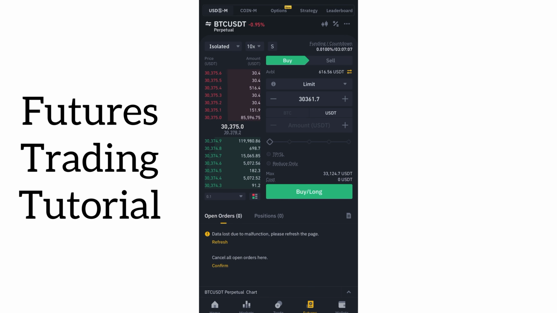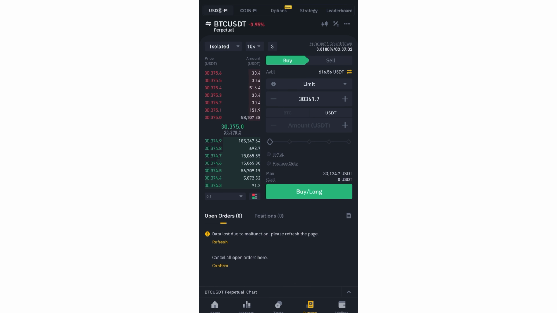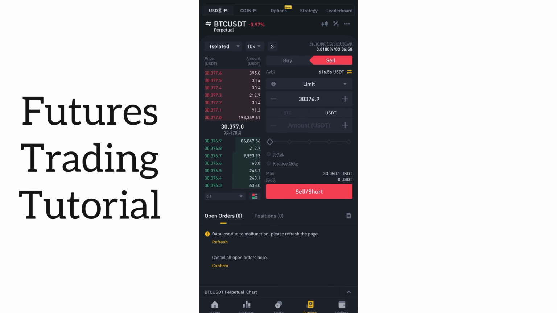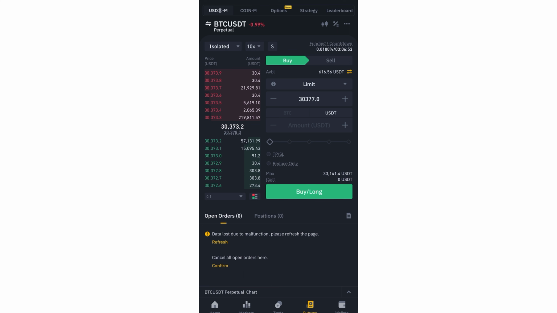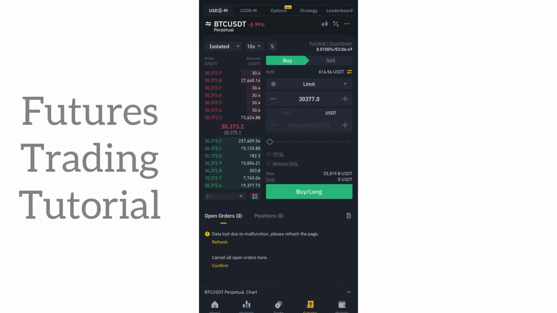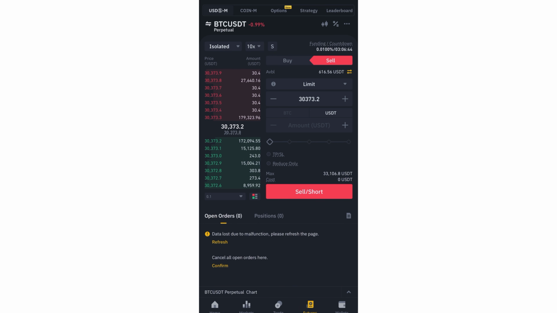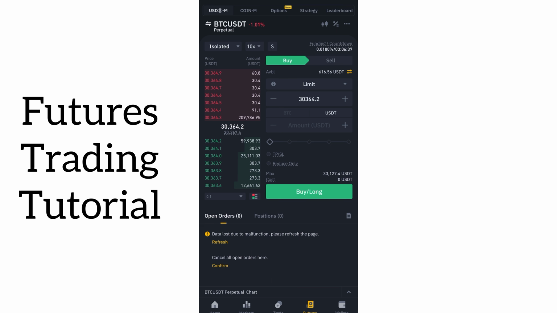Do you want to buy with a market order or limit? Do you want to buy or sell? That's the first thing, because on futures, either you are buying long or you are selling short. Buying long means you are predicting that the price of this Bitcoin is going to rise, go up, and you want to buy. Going short, or selling short, means you predict that the price is going to fall and you want to short or sell it. So that's the first thing. For this trade, I'll be going long, just for an example.